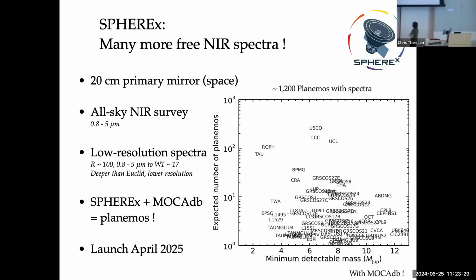With SPHEREx, we will get even more low-resolution spectra of planemos for free, quote unquote. We are expecting around 1,200 planemos. Here you can see that, for those used to these acronyms, we are starting to really probe regions like Scorpius-Centaurus for planemos. This will be extremely interesting.